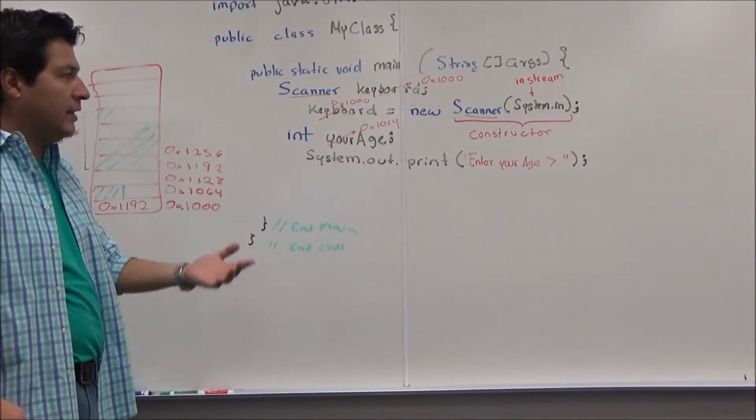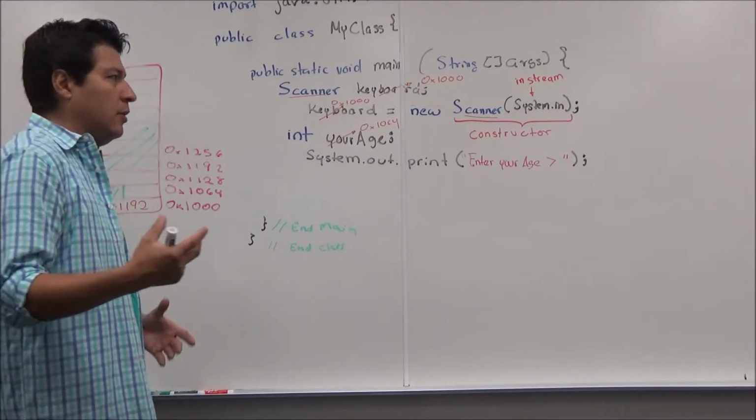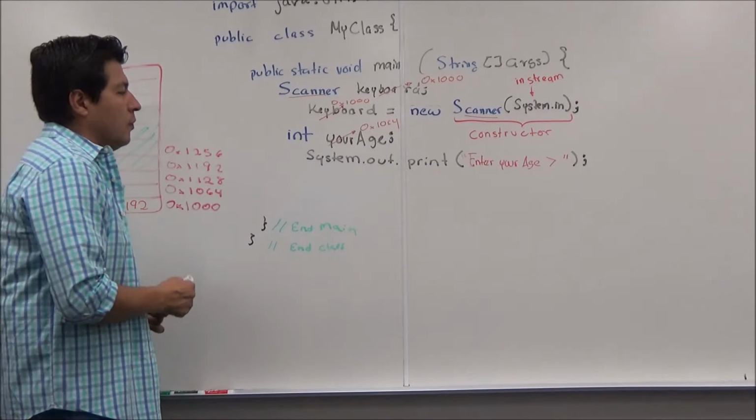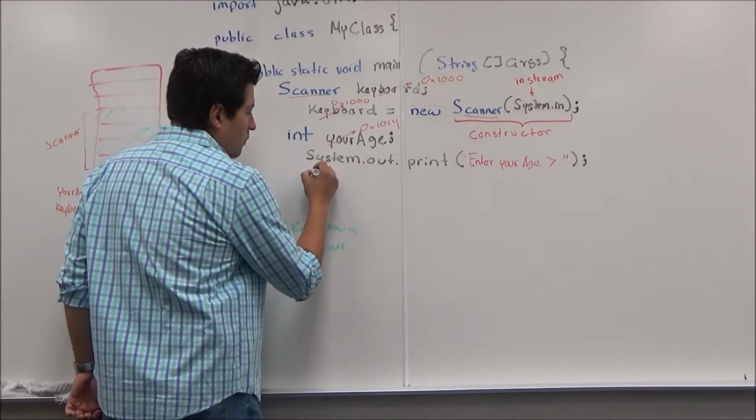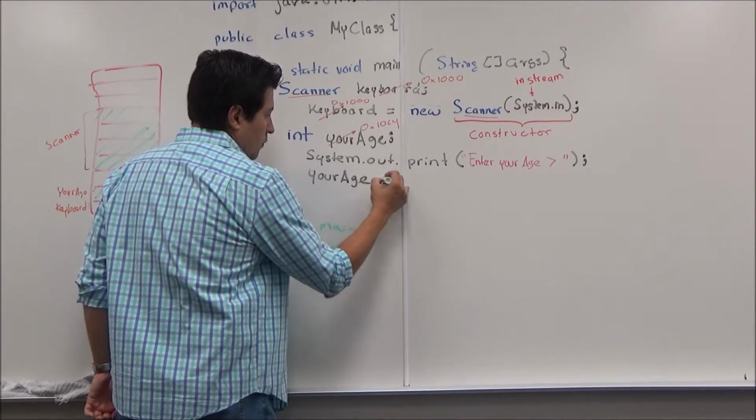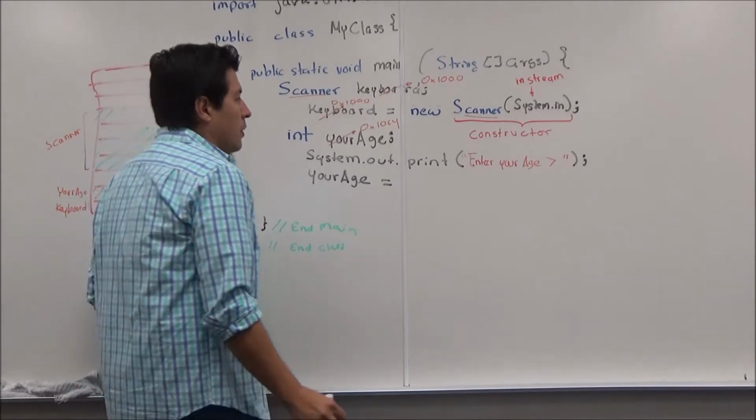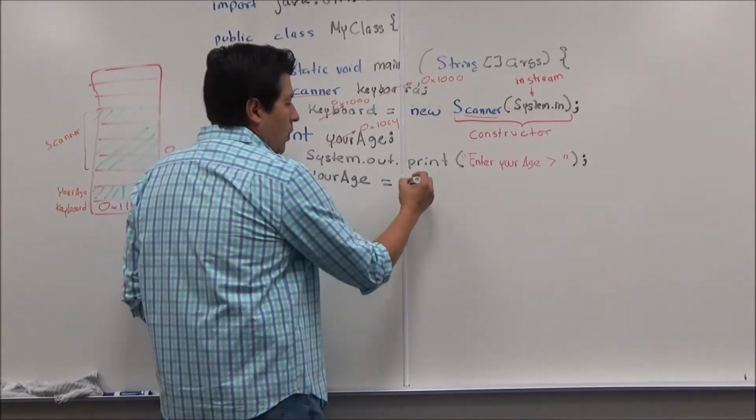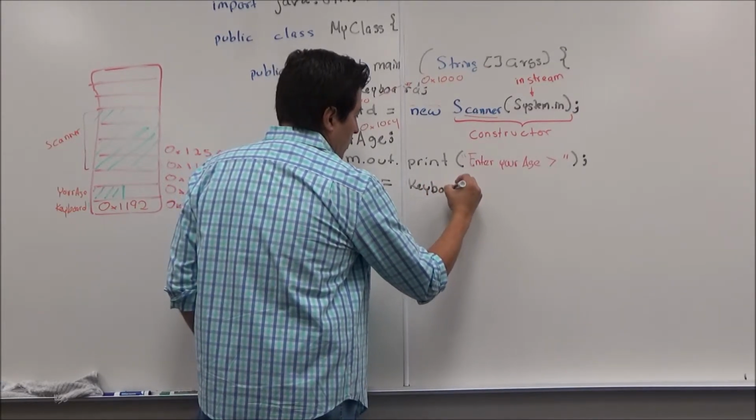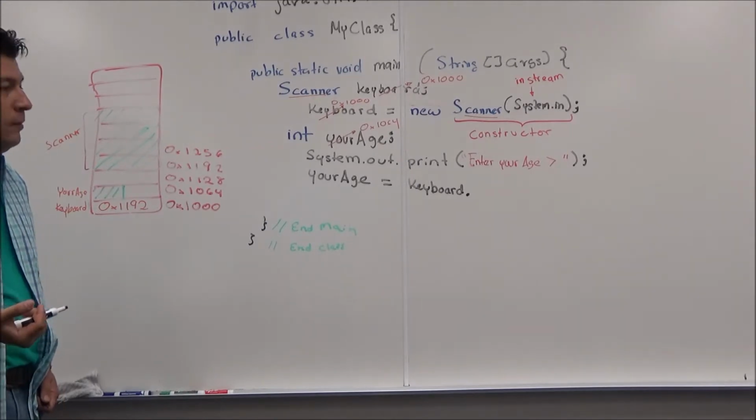So how do I get stuff back? Well, I want to get the user's input and store it in this variable. Right? So what I'm going to do, I'm going to read from the keyboard. Okay, I got the keyboard, and when I read from the user.